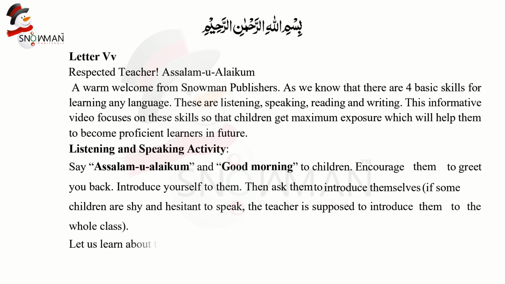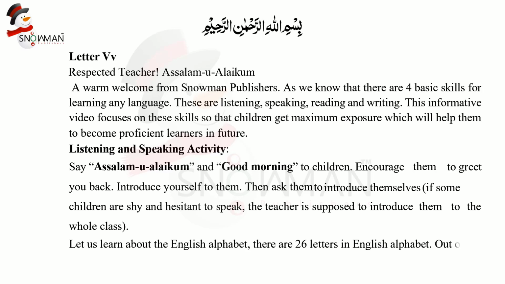Let us learn about the English alphabet. There are 26 letters in the English alphabet. Out of 26, 5 are vowels and 21 are consonants. This time, it's the 22nd letter, V. Use the writing board and write letter V.